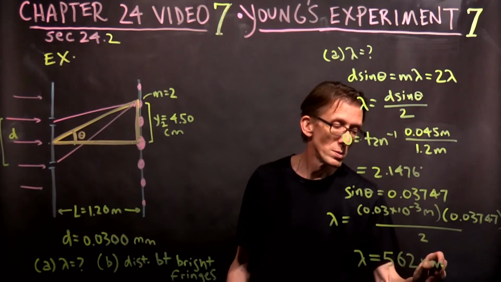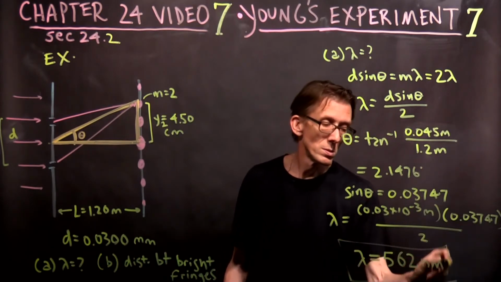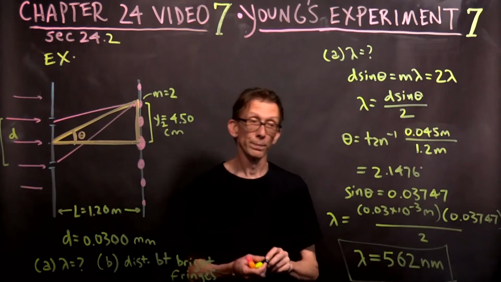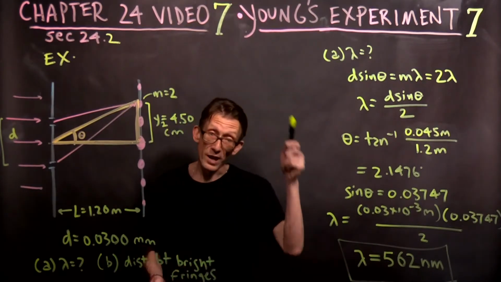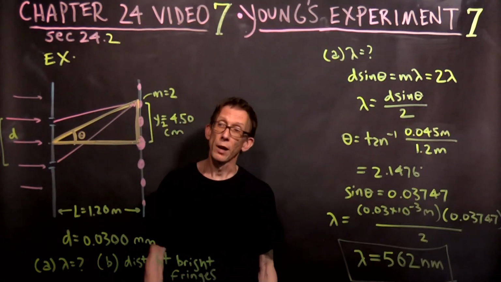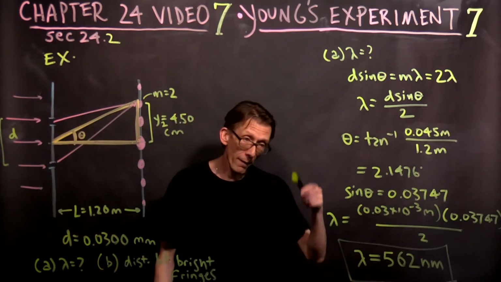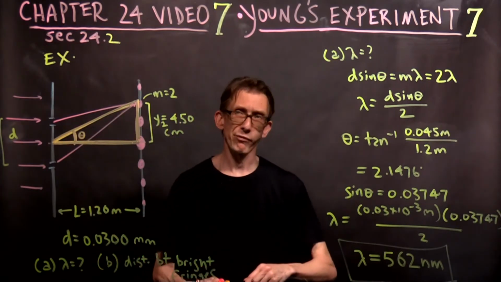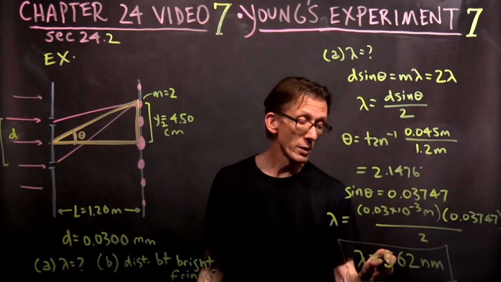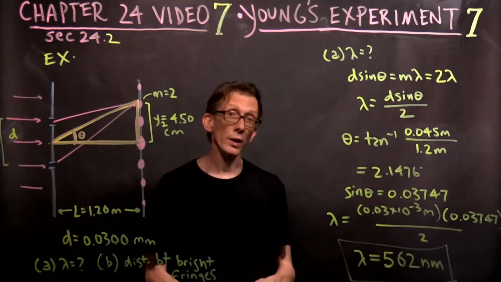What you get is lambda is equal to 562 nanometers, which is yellow light. Okay, I drew it pink, but 562 nanometers is, in real life, yellow light.